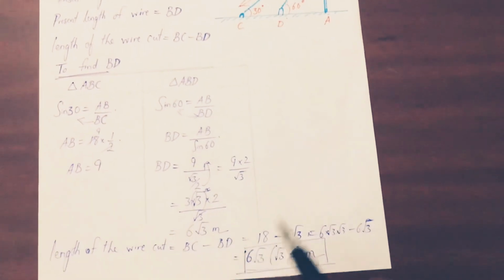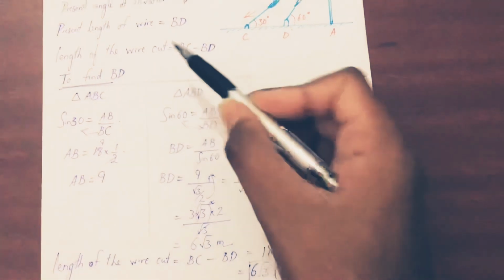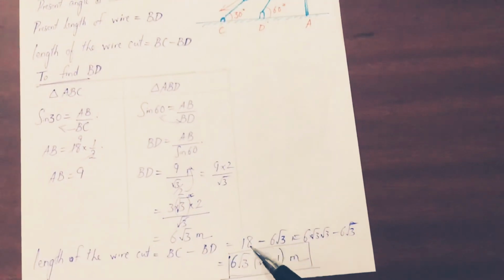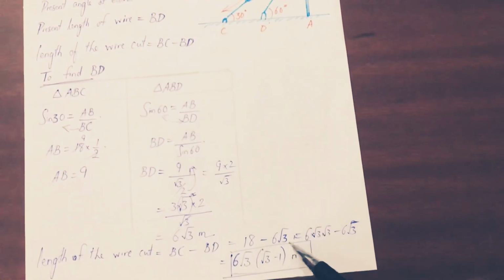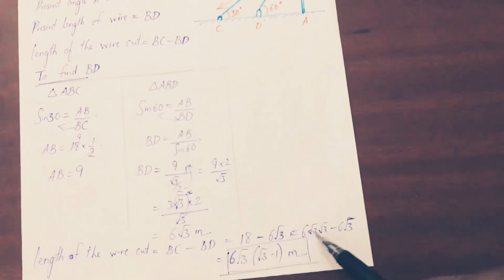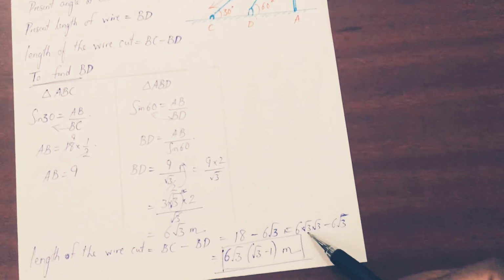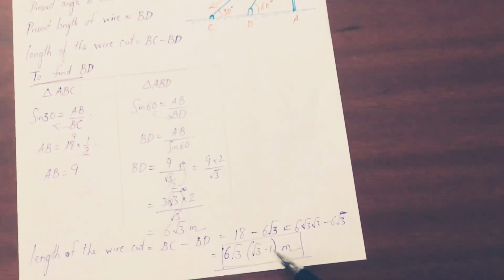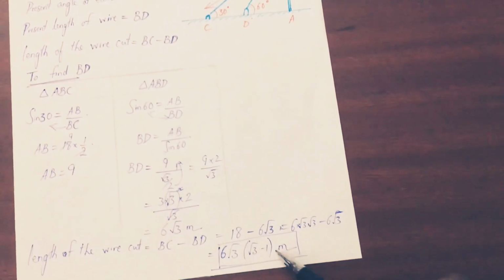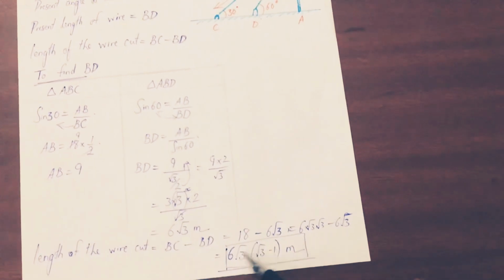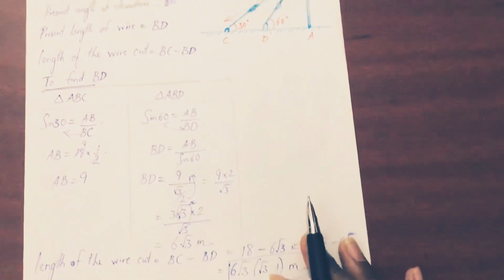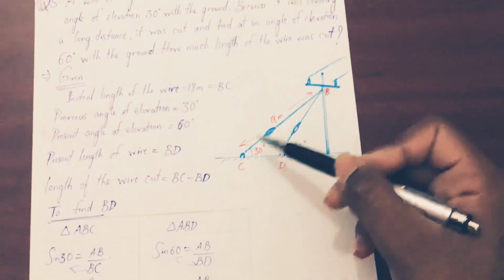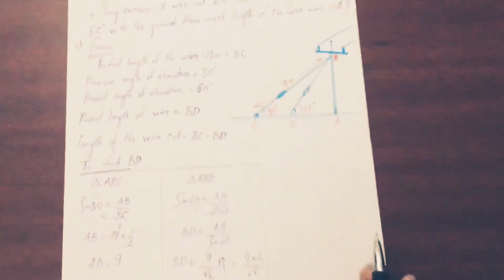So we directly subtract them to get the length of the wire cut. BC minus BD. BC is 18, BD is 6 root 3. 18 can be written as 6 into 3, and 3 can again be written as root 3 into root 3. So I have taken 6 root 3 common, and finally we are left with 6 root 3 into (root 3 minus 1) meters. That means this is the amount of wire which has been cut from the initial length of the wire, which was 18 meters.